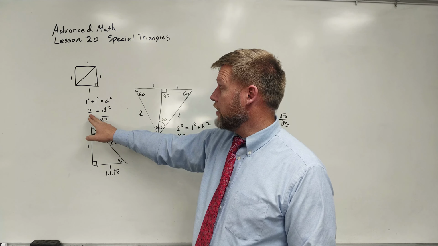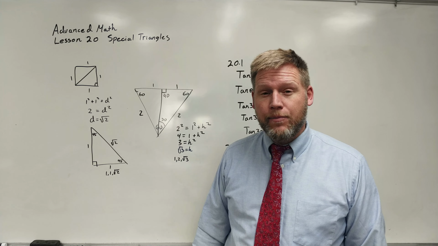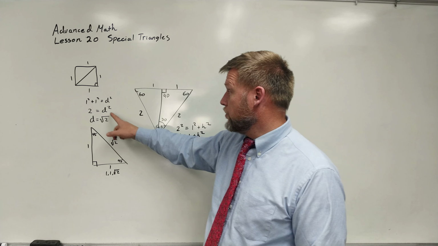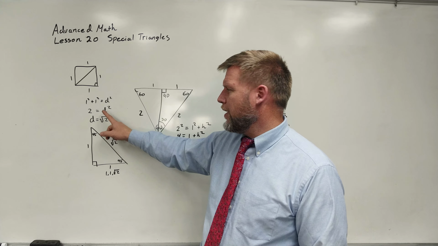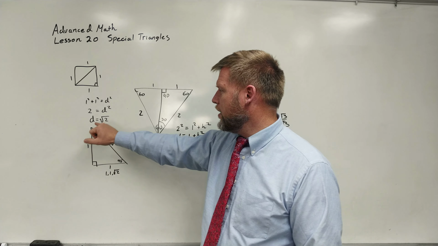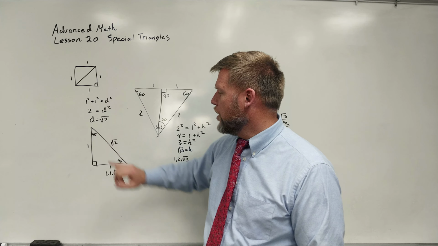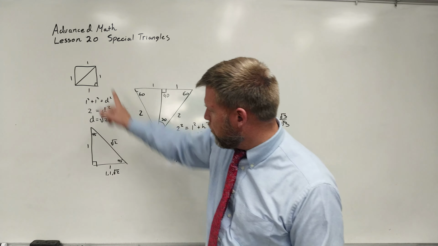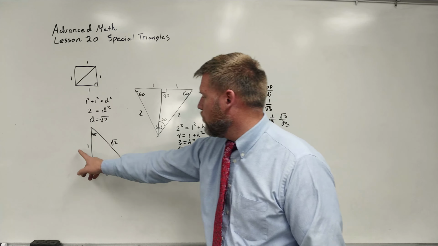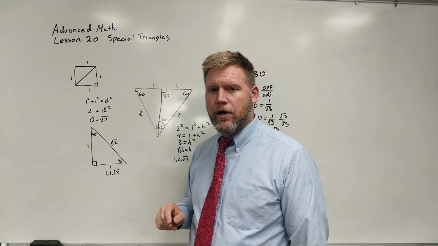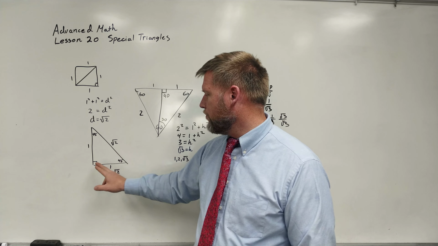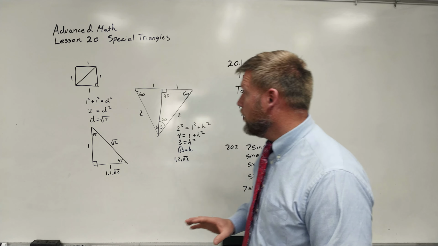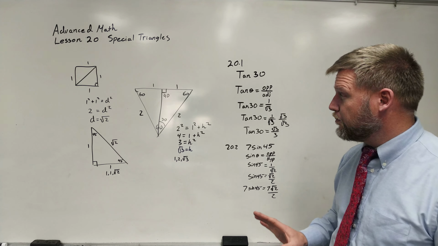So there I say 2 equals the diagonal squared, but I need to get d by itself, so I take the root of both sides and I end up with d equals root 2. I went ahead and reoriented this so that we could see it. It's a 1, 1, root 2 triangle. There's my 45, 45, and 90. Now, let's move to the other one, and then we'll work some problems with this.